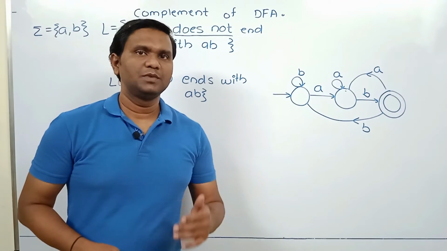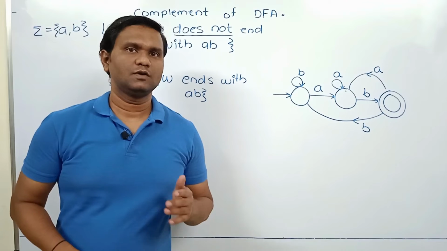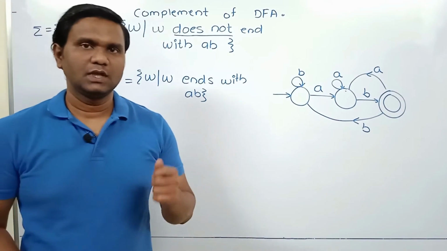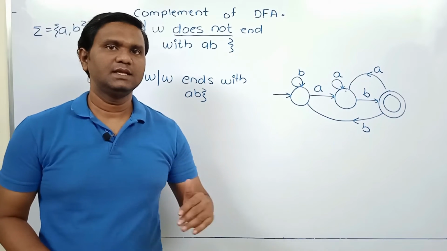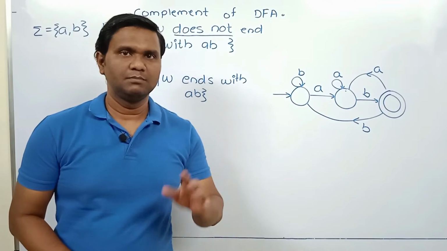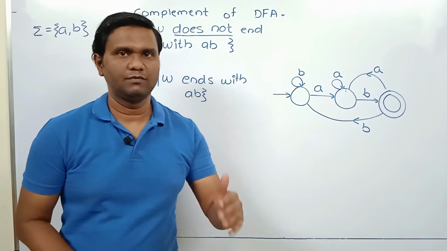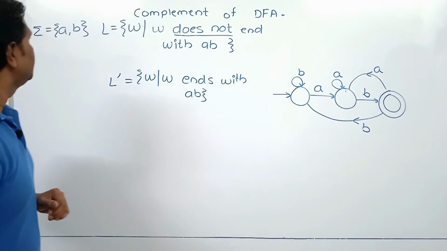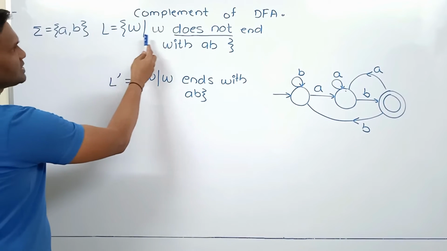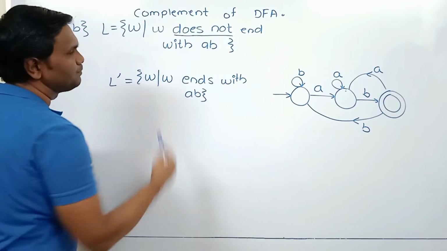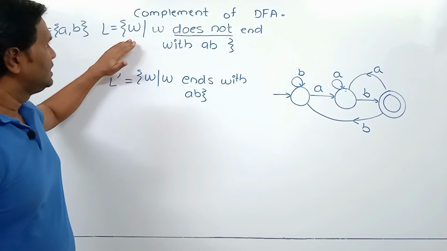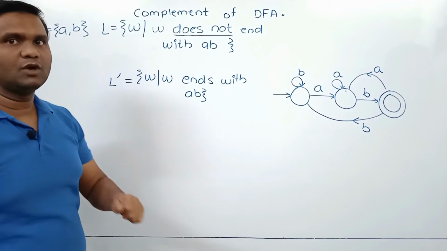The concept of complement of the DFA can also be used for building the DFA, because sometimes it may happen that for the given language description, building the DFA directly may be difficult compared to building the DFA for the complement of the language. Take one example. Alphabet contains A and B, and language L is W such that W does not end with AB. Now if we try to design the DFA directly for this language, then it will be more difficult.